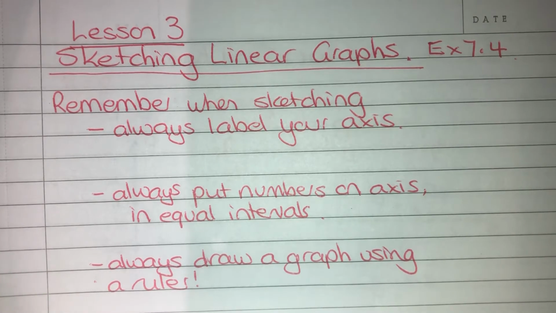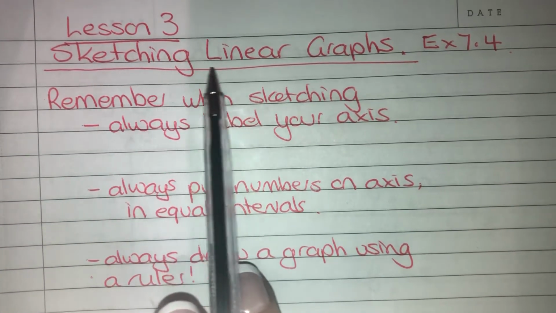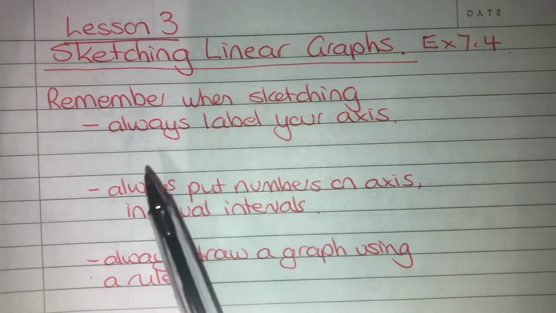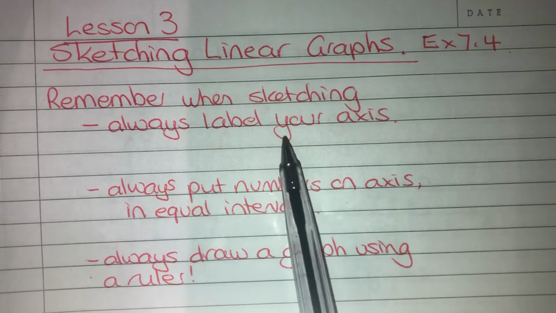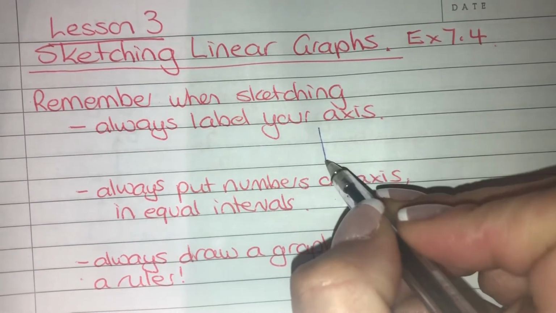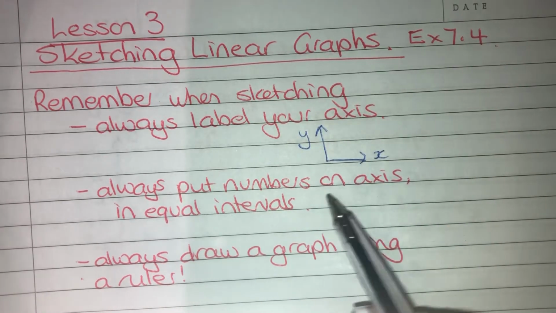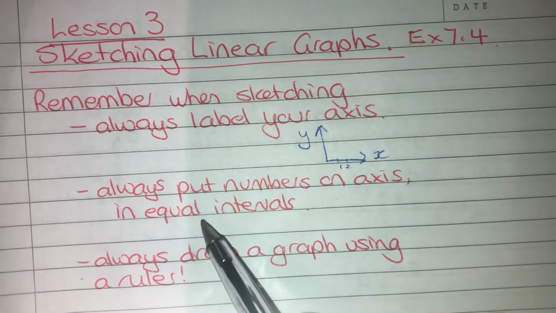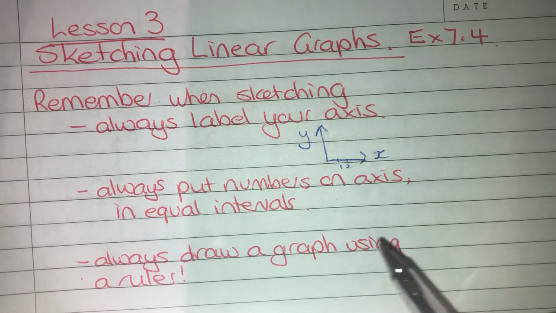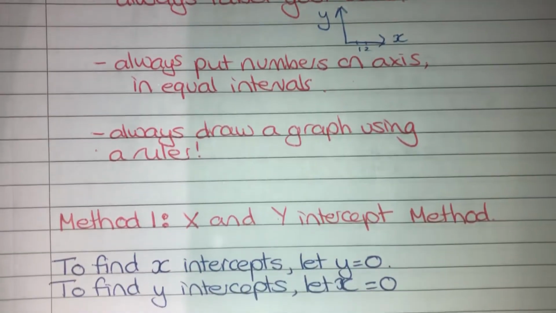Okay, today we are doing Sketching Linear Graphs 7.4. Remember, you don't need to write this down, you need to write this heading. That'd be great. While you're writing the heading, listen: when you're sketching, you've got to always label your axes. So this is going to be X and this is going to be Y. Put numbers on your axes, 1, 2, 3, whatever it is, and they need to be in equal intervals. And don't forget to always use a ruler.